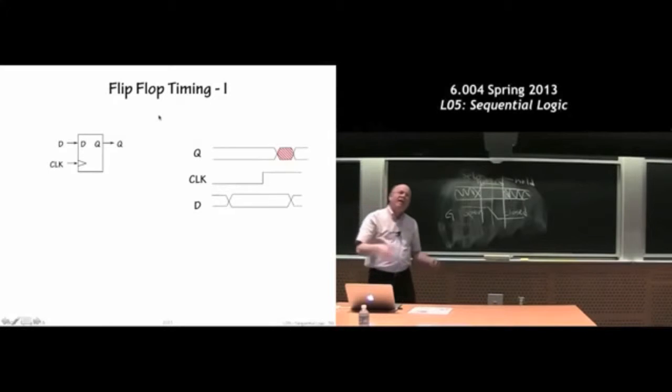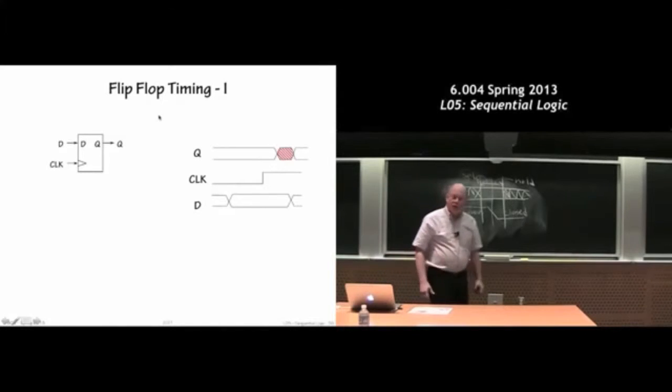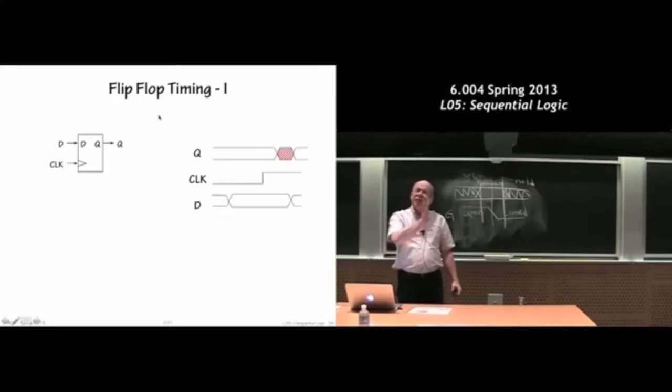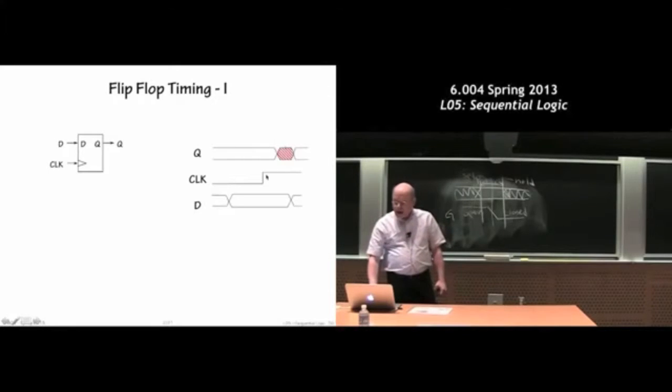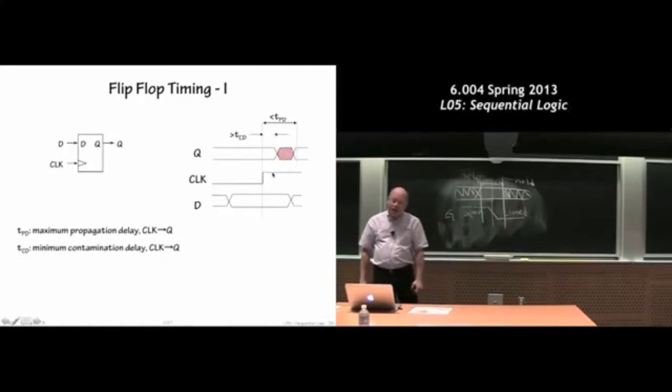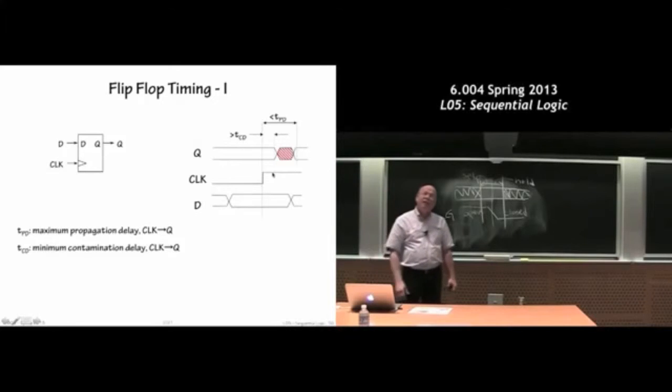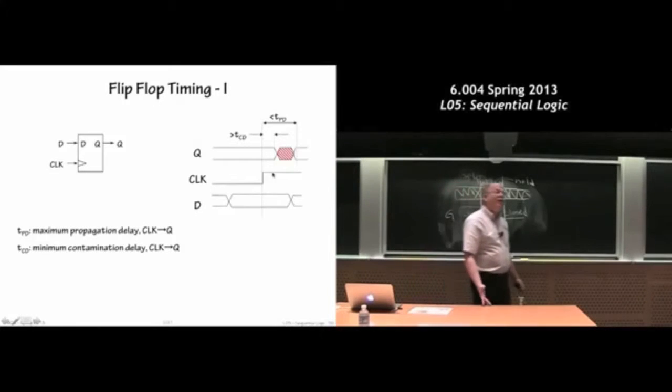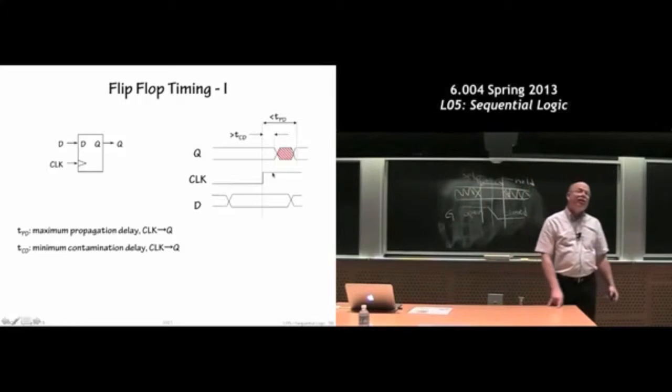So let's talk about the timing that is related to this register. Remember, the register inside has both a master and a slave. After the rising edge of the clock, the Q output will be changing, and associated with the change in Q is both a propagation delay and a contamination delay. Those are basically the propagation and contamination delays of the slave latch.